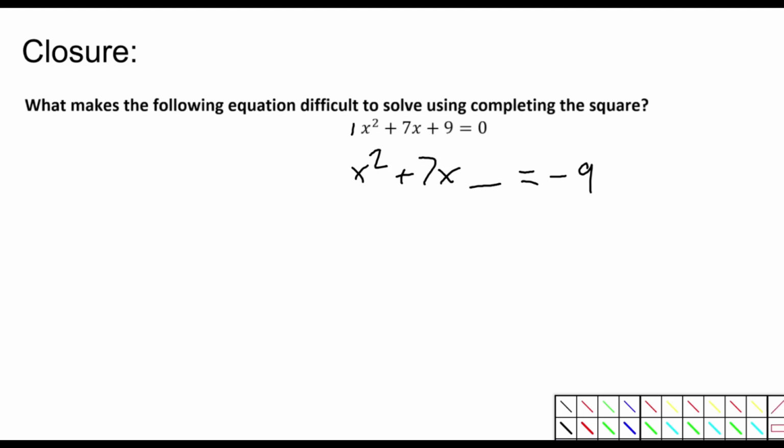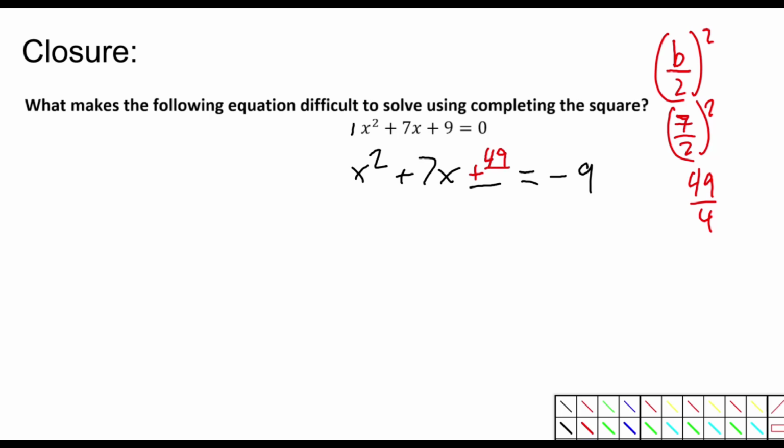But now we're going to take b, divide it by 2 and square that value. So we're going to take b, which is 7, so 7 divided by 2. We're going to square that, and we're going to get 49 over 4. And now what do you notice? The value we need to add to complete the square is going to be 49 over 4. So we're going to add that to both sides of the equation.